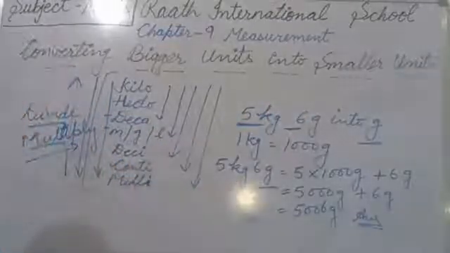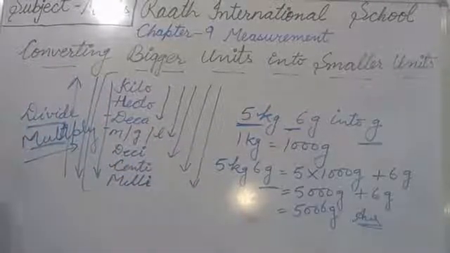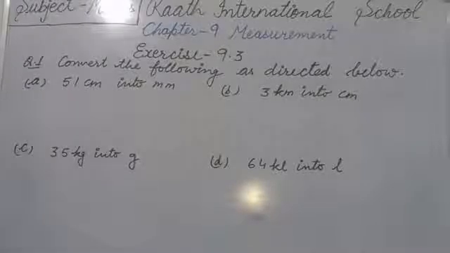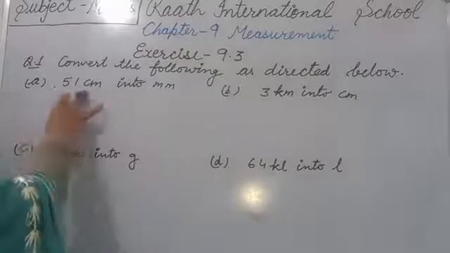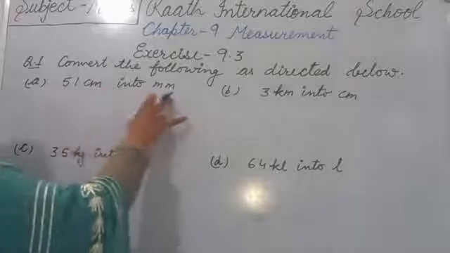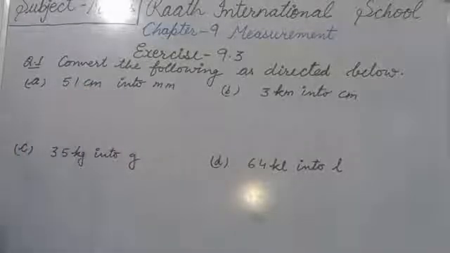Okay, so now we will start our exercise 9.3. Question 1. Convert the following as directed below. Whatever direction is given to you, you have to convert like that. According to what is given in the question, you have to convert. Now A part. 51 centimeter into millimeter. Now you have to convert 51 centimeter into millimeter.